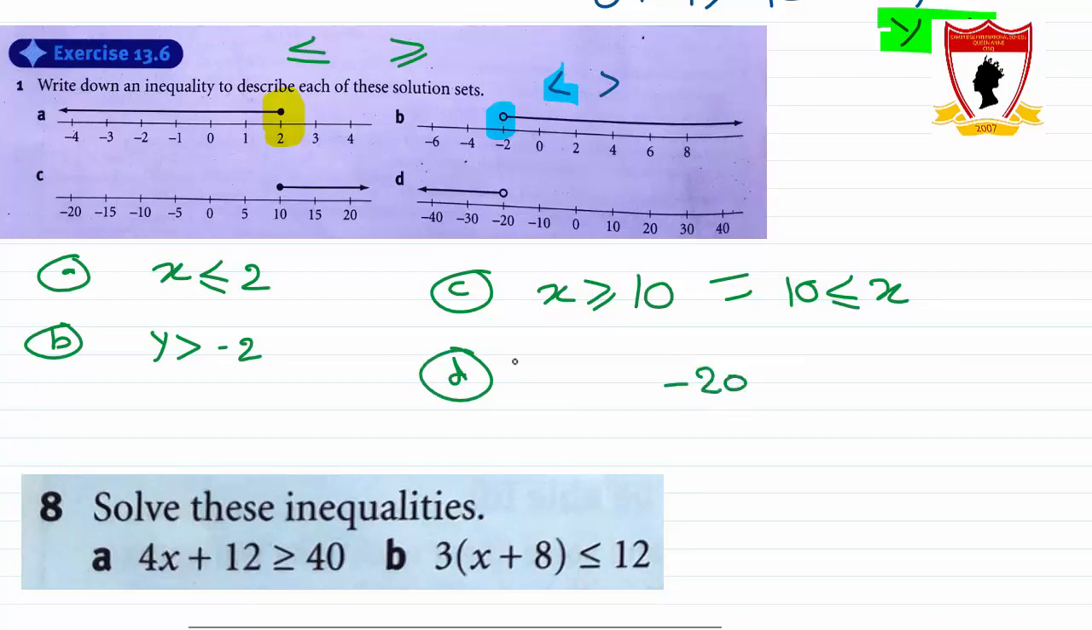Let's write the negative 20. All the numbers that are under this arrow, all of them are less than negative 20. Whatever you name it is okay. Let's say Q. Q is less than negative 20. Since the beginning of the line is open, it's not shaded, it's not closed, that's why there is no equal under this sign.